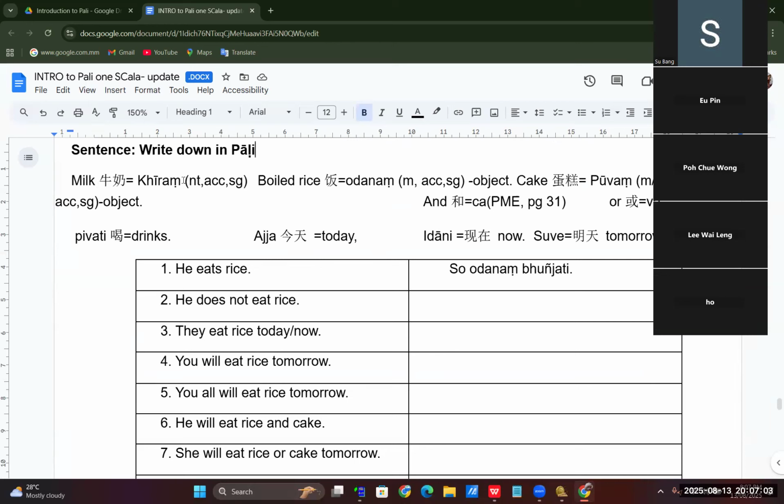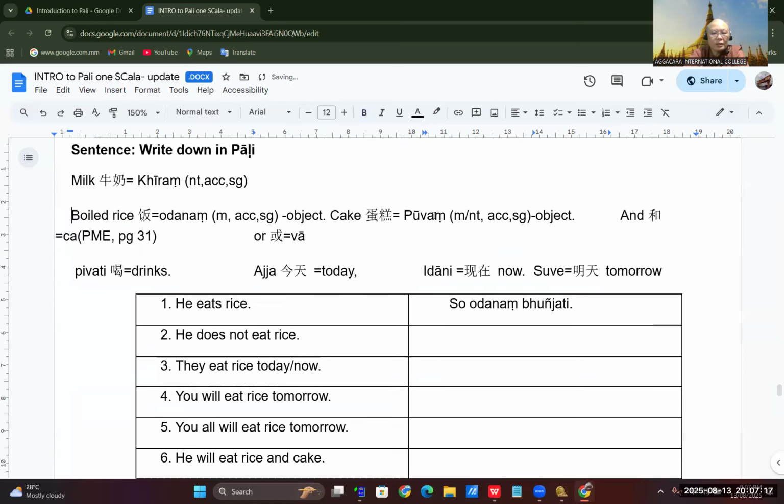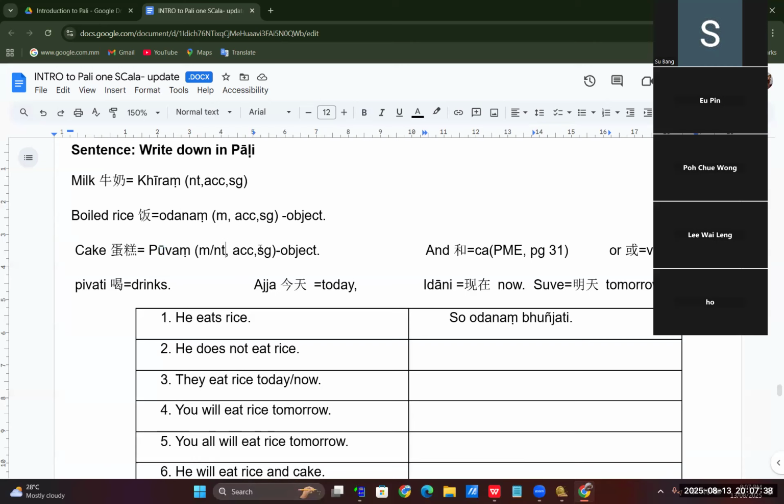Milk is kiram. It's a neuter one. So in Pali Meiji, you learn up to lesson 11, 12 with masculine, but it's good that we can learn the neuter. Kiram is the neuter. Boiled rice, odanam. Now I put it in the accusative case, odanam. It's masculine here. It's an object here. Now cake. Okay, in typing there's no long U, so you need to put long U here. Puwa. Puwa is a cake. So it can be masculine or neuter. Accusative means it's an object here.